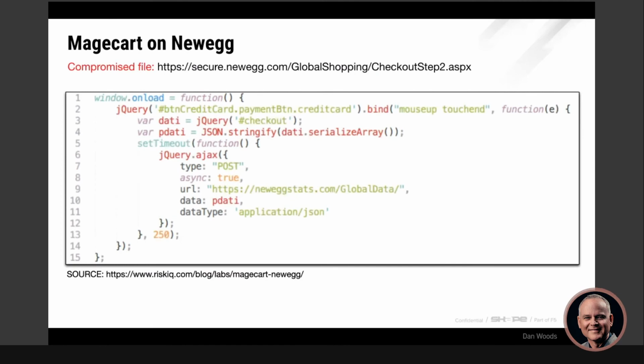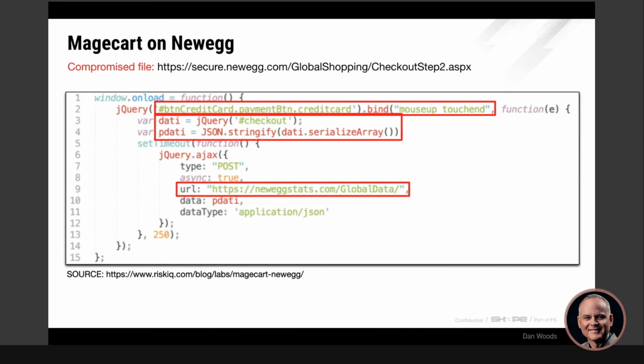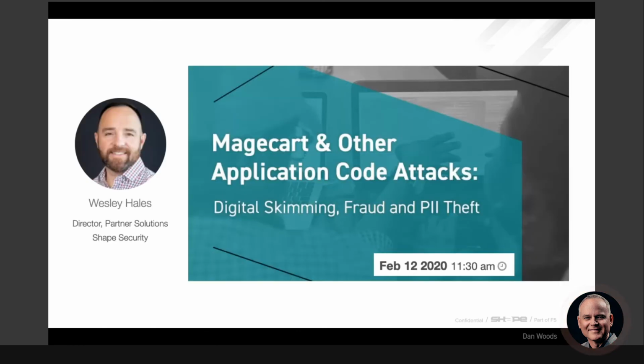If we look at another example on Newegg, you can see they compromised the file checkout step 2, and they did the same thing. They bound this function to the credit card button, and whenever a mouse up touch end event was called, this function would be called. They serialize all the data in the form. So that's the billing address, the name, the card number, expiration, everything that the person typed into that billing form is entered into an array and then sent to a drop site, neweggsstats.com. And again, you see the drop site is intended to match, at least look like the victim.